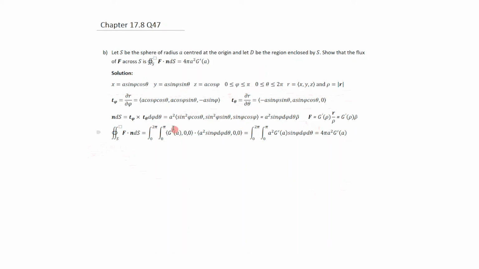And so now we have to compute the vector field F. And if you do the computation of F, again, this is the x component, this is the y component, this is the z component. We end up with g prime of rho, r vector divided by rho, rho being the magnitude, square root of x squared plus y squared plus z squared. But this here is a unit vector. This is the radial unit vector, so that's why it's shown as rho hat.